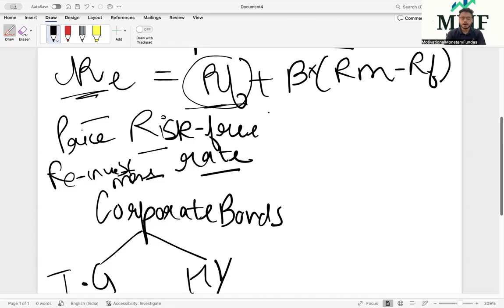ठीक है? अब if I talk about India, तो इंडिया में if I want to calculate the cost of equity for my financial model, right? Because this will become the input of my WACC. In the previous session, we talked about WACC, right?